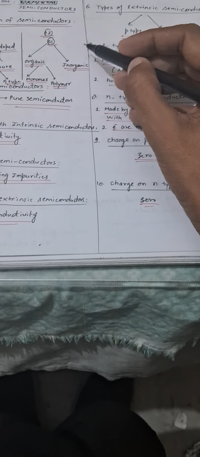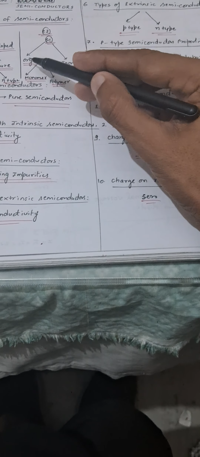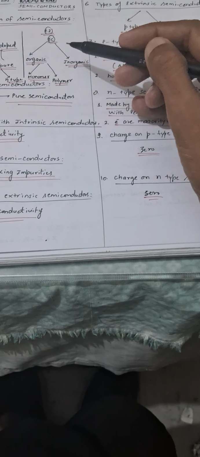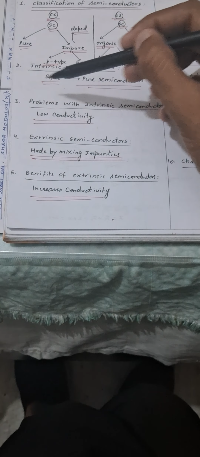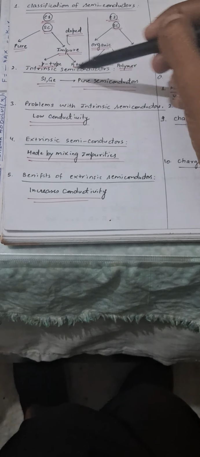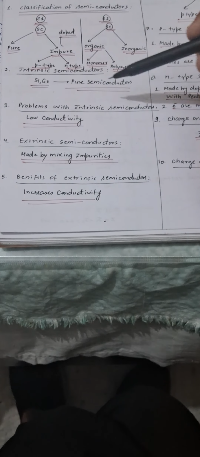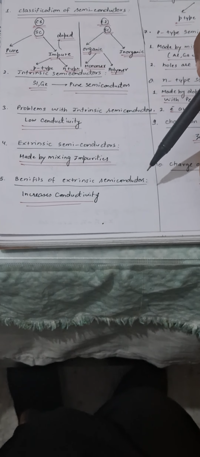The next classification is they can also be classified as organic and inorganic. And in organic we can have monomers and polymers. So that is one of the ways of classifying semiconductors. Next is intrinsic semiconductors. These are also called pure semiconductors, for example, silicon and germanium in elemental form.